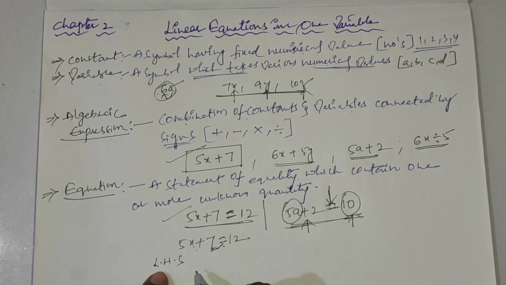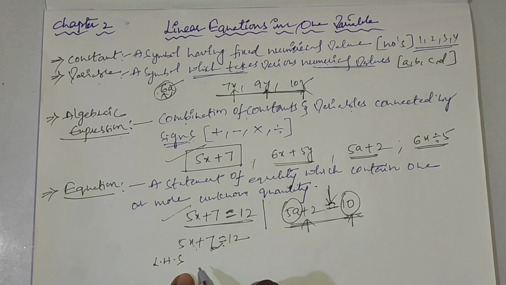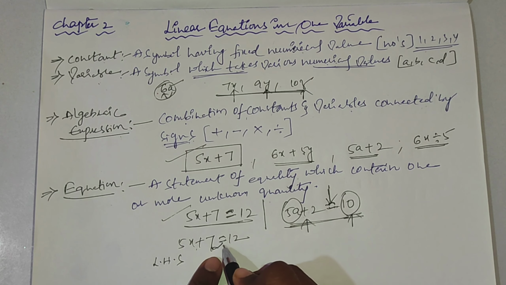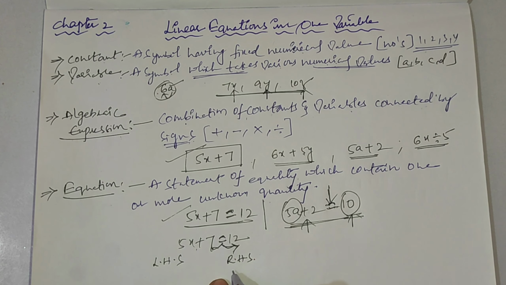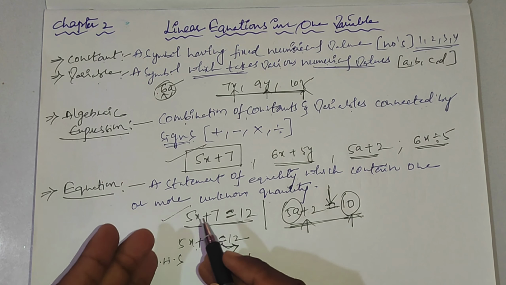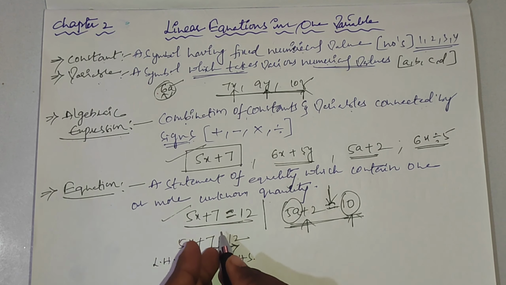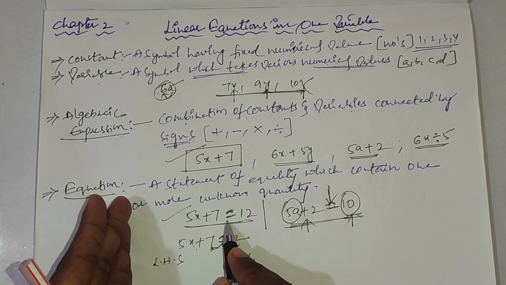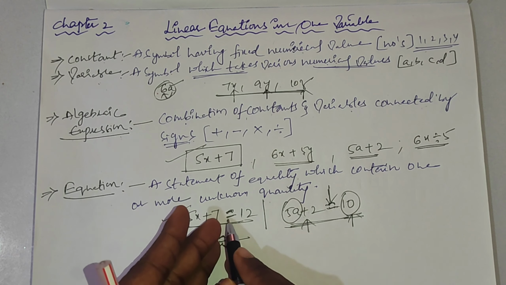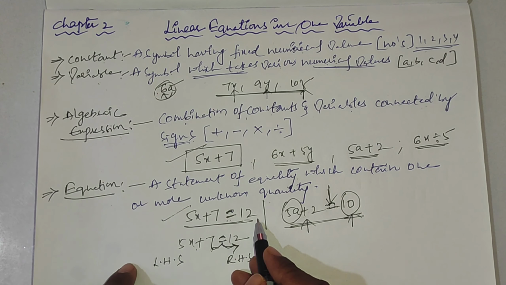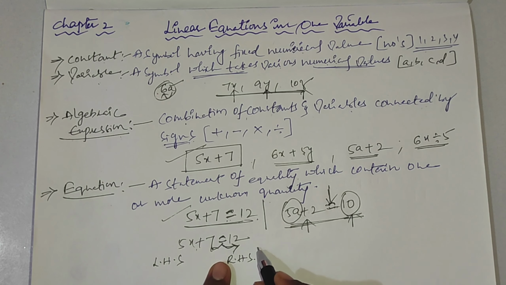LHS, nothing but the left hand side. Clear? The expression on the right side of the equality symbol is called what? RHS, nothing but right hand side. This is nothing but an equation. An equation contains an equality symbol. The left side is called what? LHS. The right side is what? RHS, nothing but left hand side and right hand side.